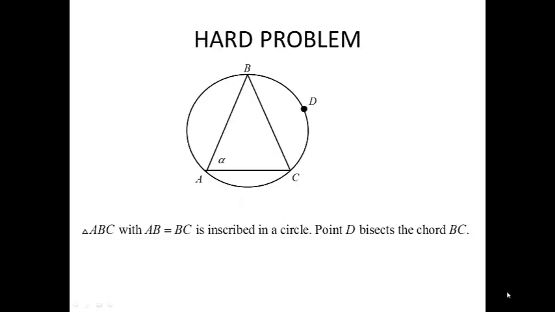This is a relatively hard problem. It involves an isosceles triangle ABC with AB equal to BC. The triangle is parametrized by the angle alpha. The triangle is inscribed in a circle, and the point D is chosen such that it divides the chord BC into 2 equal parts. Our task is to find the angle theta, which is formed upon intersection of the extensions of the lines BD and AC at the point E.